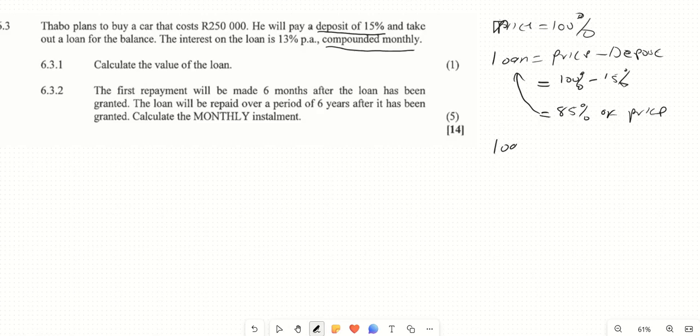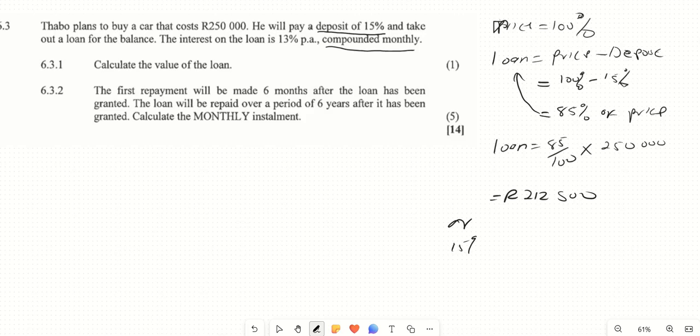So our loan is going to be 85 over 100 multiplied by 250,000, which gives us the balance of the loan. Even though there are two ways to solve this, I will explain the second one, but this is the one I think is the best, because it is straightforward. We just determine the loan. In this case, our loan is going to be 212,500.